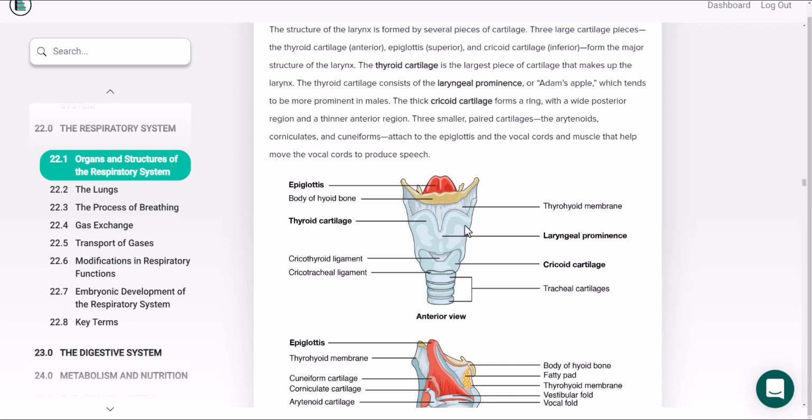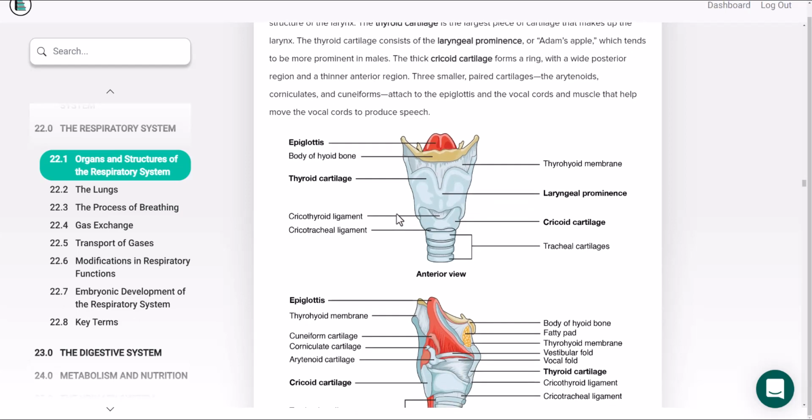Associated with the thyroid cartilage is a bump called the laryngeal prominence. You know this better as the Adam's apple, and that is something that is more commonly seen in men as a secondary characteristic of puberty. That laryngeal prominence can become more prevalent. Some men don't have any obvious Adam's apple at all, but some do.